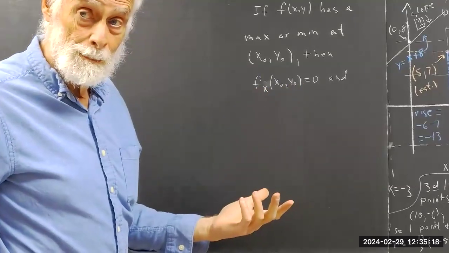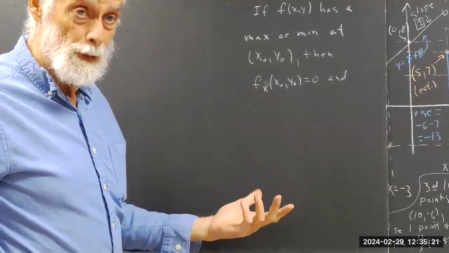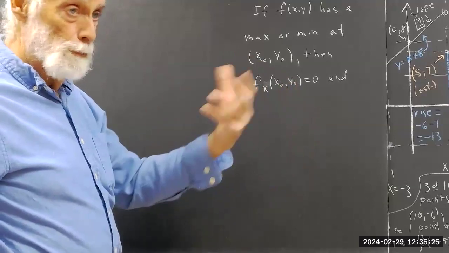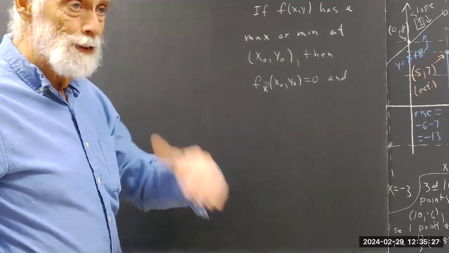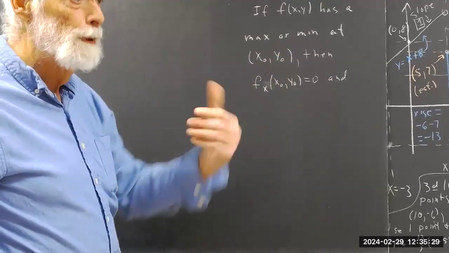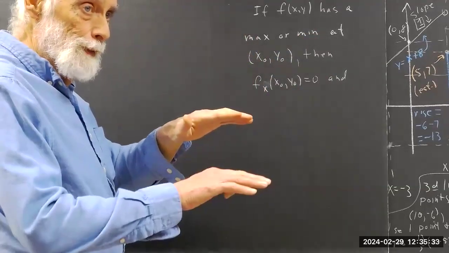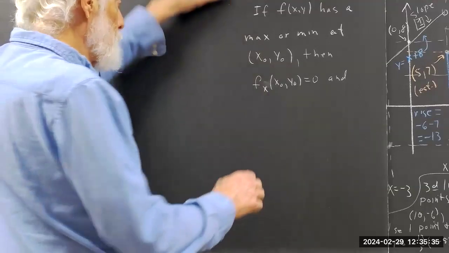That makes sense? Should be clear, especially if you understand the geometry of tests for functions of one variable. Second derivative positive, concave up, got a minimum, and so forth. And it's got to be level at the point where we have a minimum. Okay.